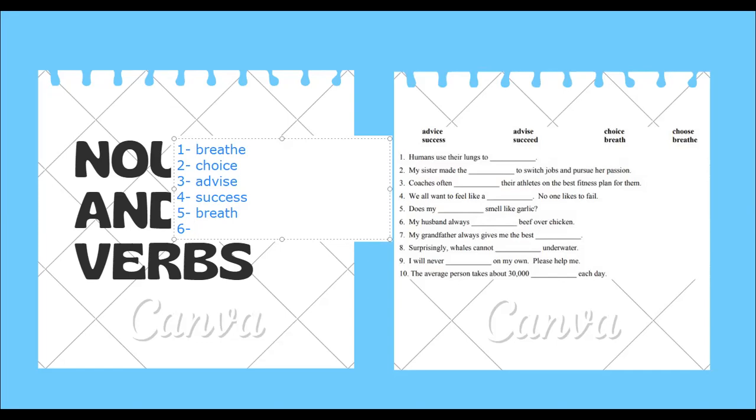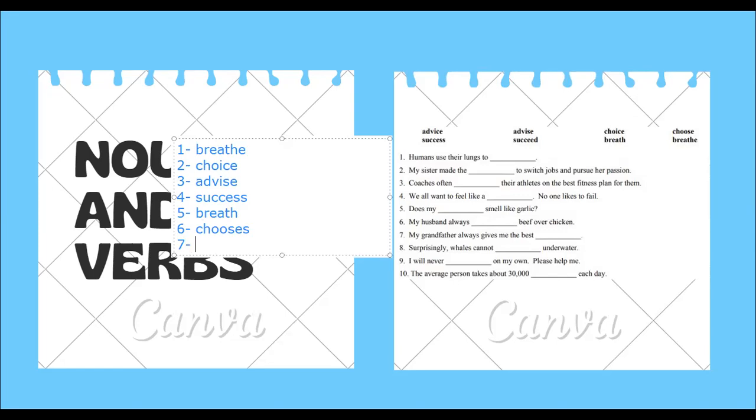So let's look at the sixth sentence. My husband always blah blah beef over chicken. So blah blah over chicken. So what can it be? He chose? Yes, chose beef over chicken. So we are saying chooses.